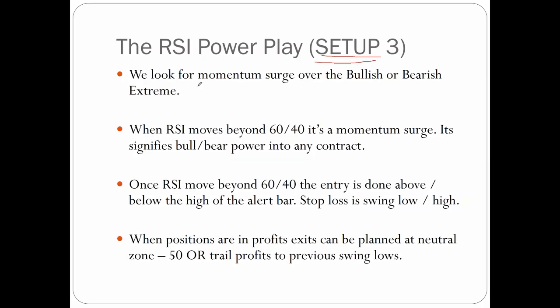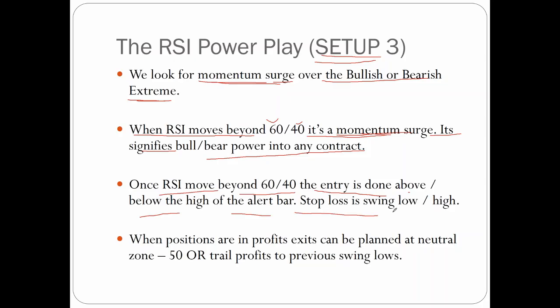We look for a momentum surge over the bullish or the bearish extreme. That means when RSI moves beyond 60 or it moves below 40, it's a momentum surge. It signifies bull or bear power in any contract. Once the RSI moves beyond 60-40, the entry is done above or below the high of the alert bar. Stop loss is swing low and high. And when the positions are in profits, exits can be planned at the neutral zone 50 or trail profits to the swing lows.